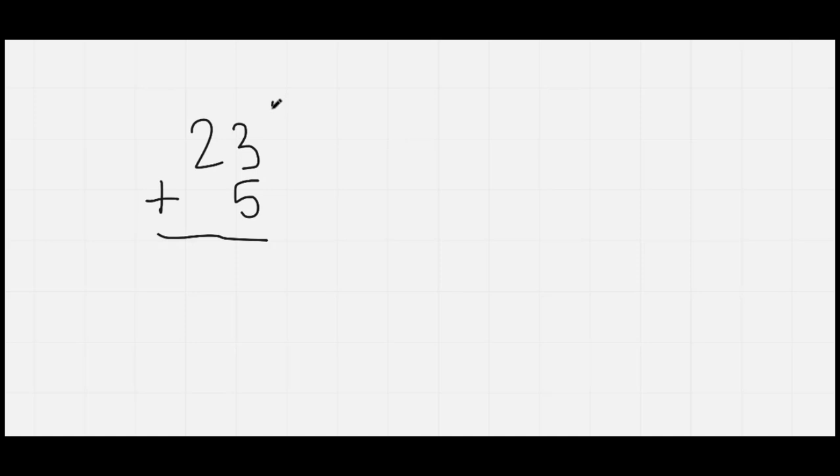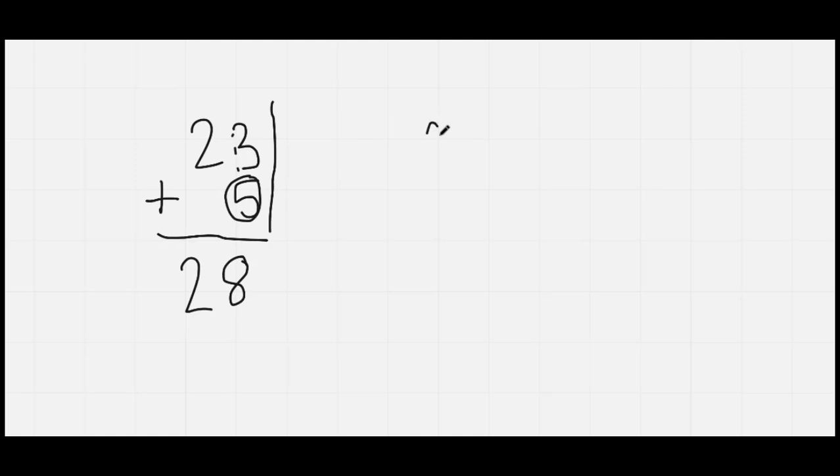All my numbers are lined up on this side, close to the wall. I'm going to circle my 5, 5, 6, 7, 8. Bring my 2 down. 28. So this is how you add a two-digit number plus a one-digit number.